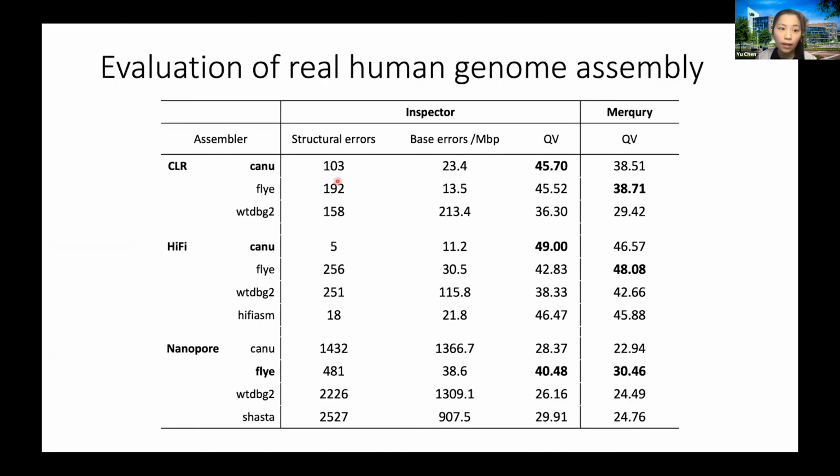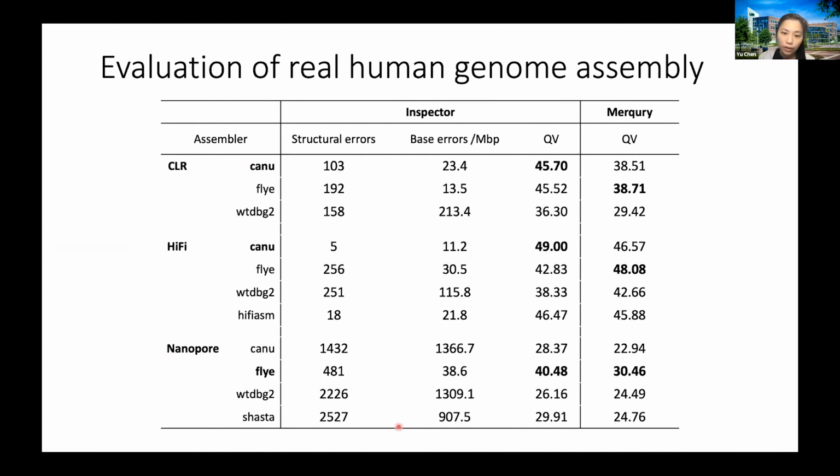So then we moved on to the real data. We assembled a human genome, HG002, from the Genome in a Bottle project, and we used the CLR, HiFi and Nanopore data to perform the genome assembly. We tested 5 different assemblers: Canu, Flye, wtdbg2, hifiasm, and Shasta.